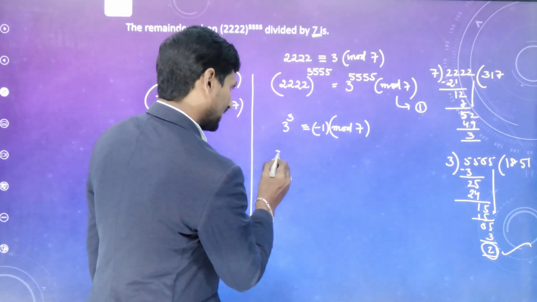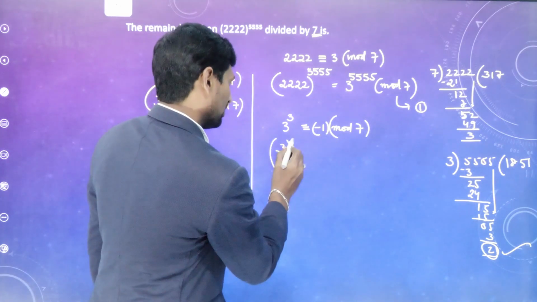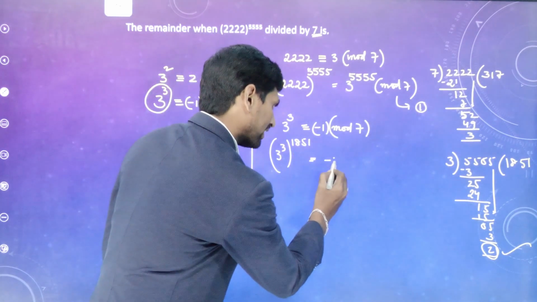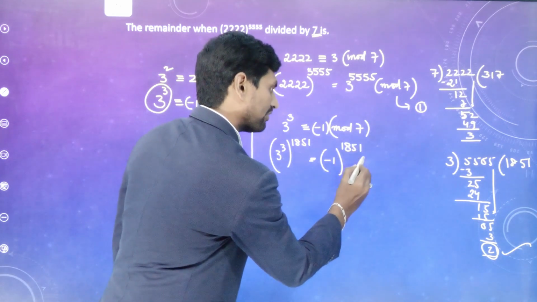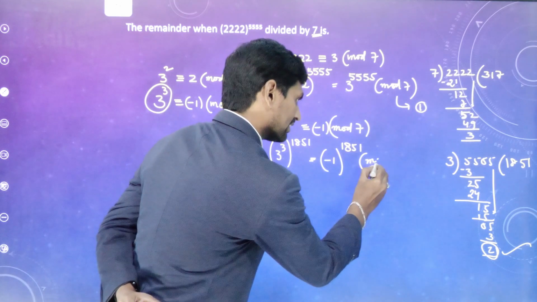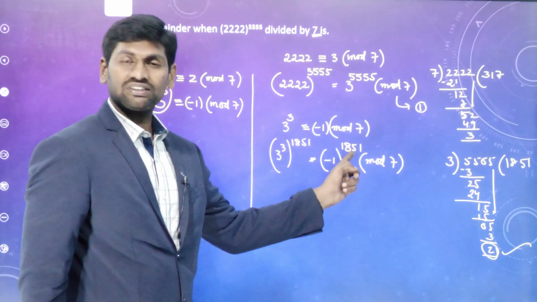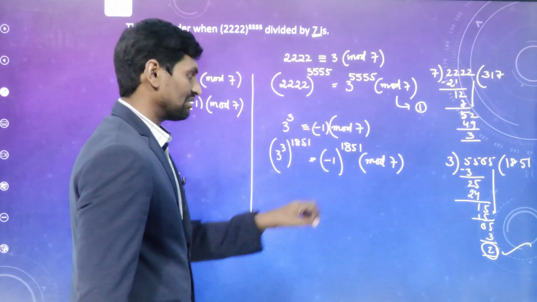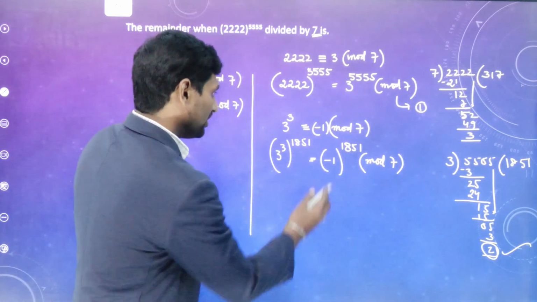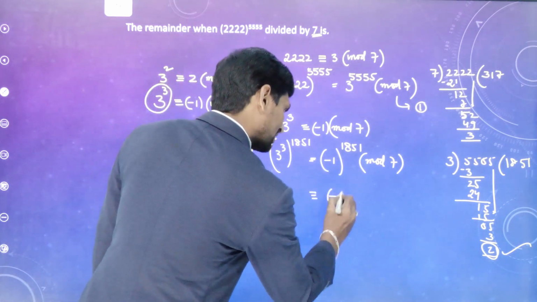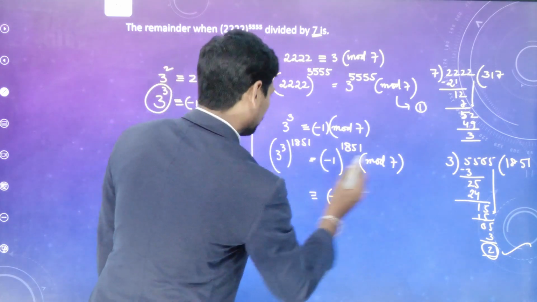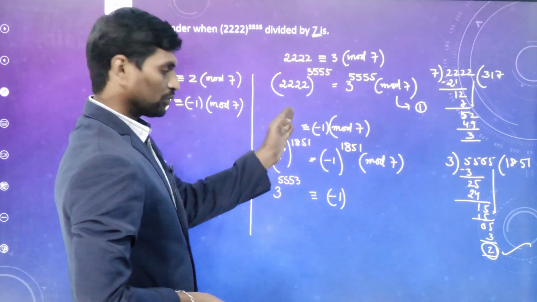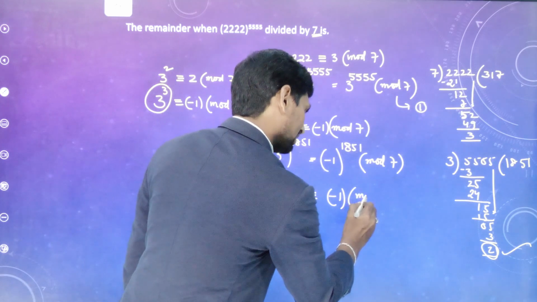So less 2 we can increase up to 1851 powers: 3 cube to the power 1851 is congruent to minus 1 whole to the power of 1851 mod 7. Here the power is an odd number, so minus 1 will be minus 1 as it is. If it is an even number, minus 1 becomes plus 1. For this one, 3 power, if you remove 2, you will get 5553 times. Up to here we will get minus 1 as a remainder mod 7.